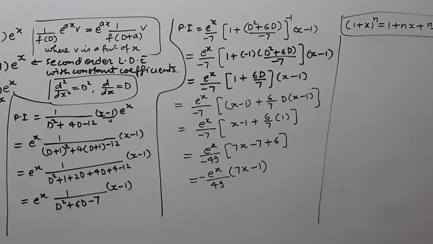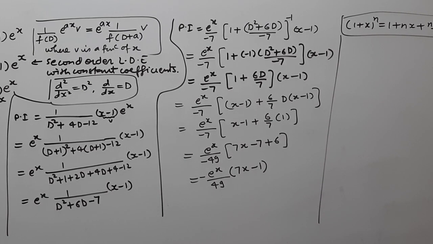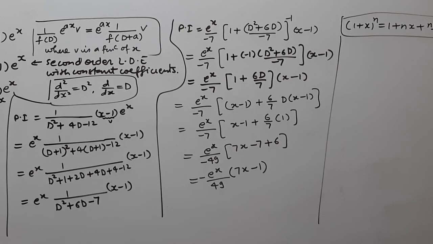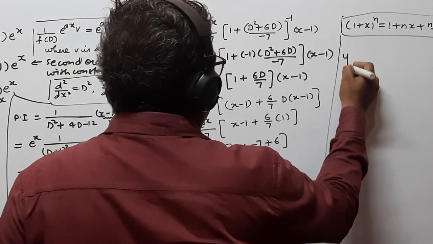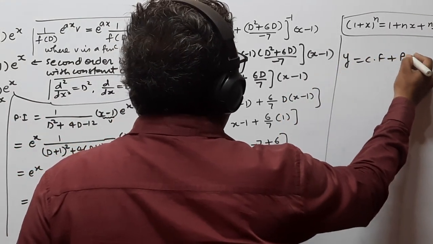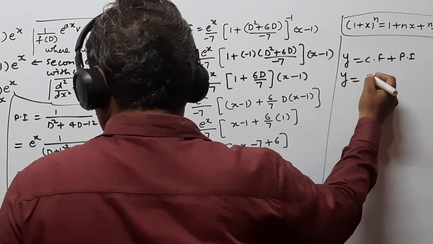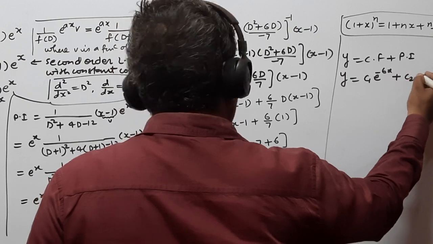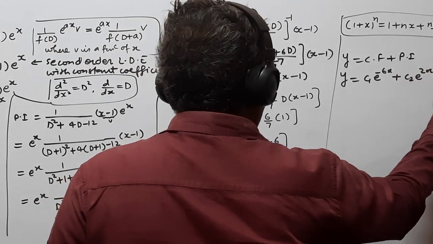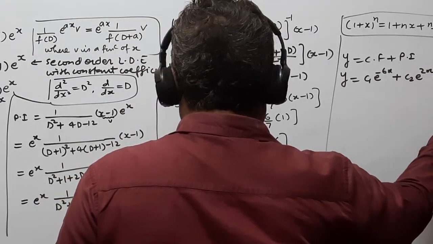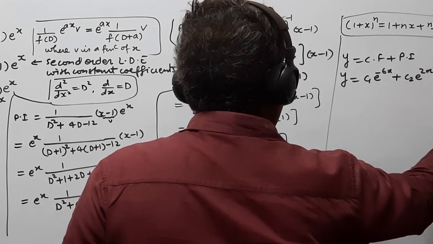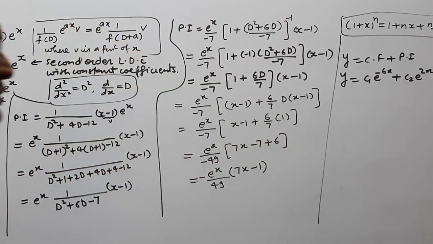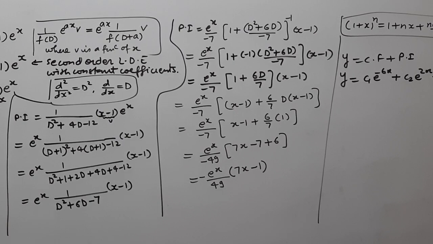Now we write the general solution of the given differential equation. This is y equal to complementary function plus particular integral. And the complementary function is c1 times e to the power minus 6x plus c2 times e to the power 2x, and the particular integral is e to the power x divided by 49 times (7x minus 1). So this is the general solution of the given differential equation. Thank you.